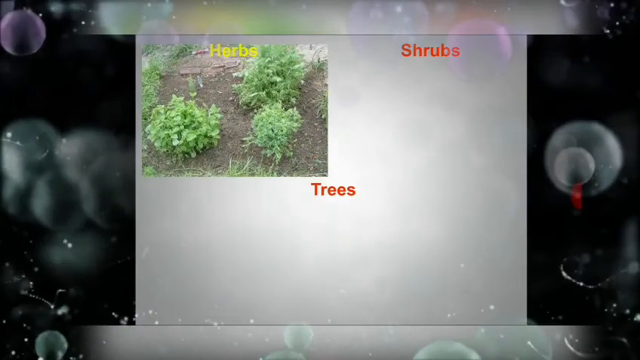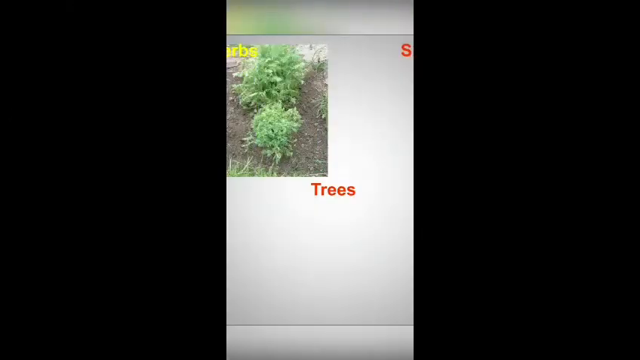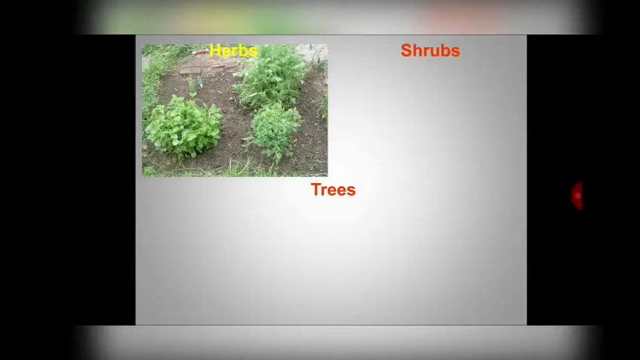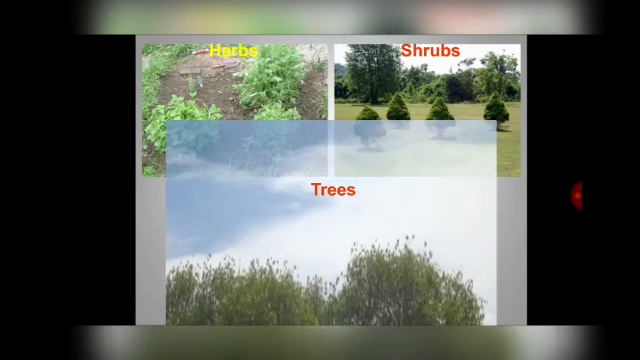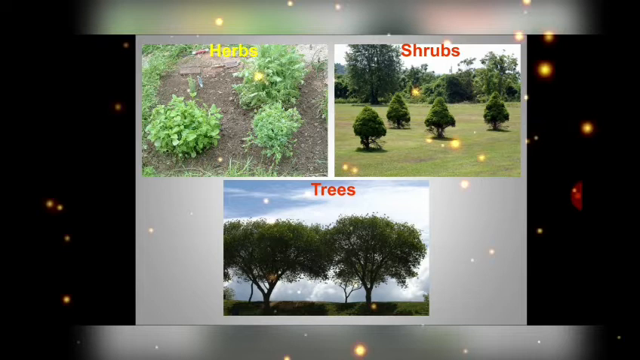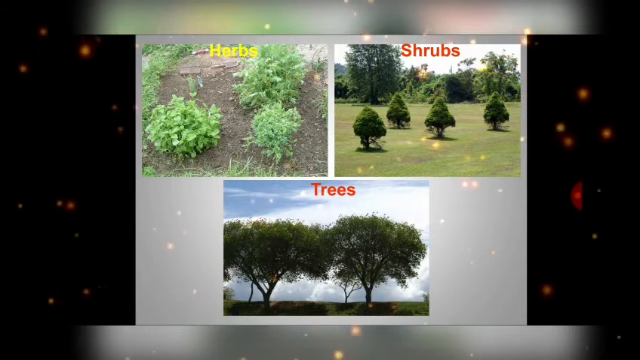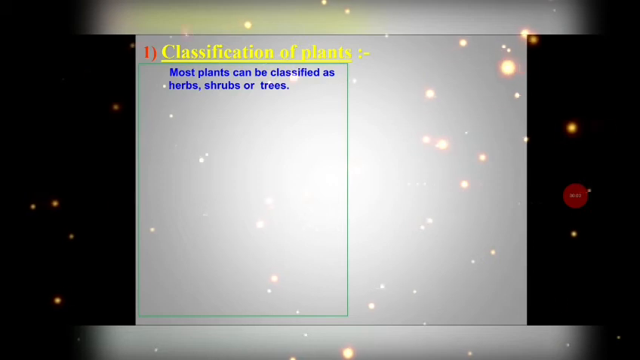Some plants look very small and lie on the ground. These are called herbs. Shrubs are some small plants, bushes, and then there are trees. Some plants are very tall and have a very thick and strong stem. So most plants can be classified as herbs, shrubs and trees.